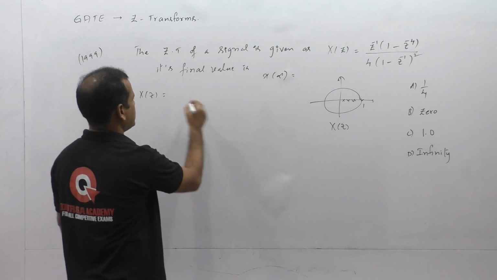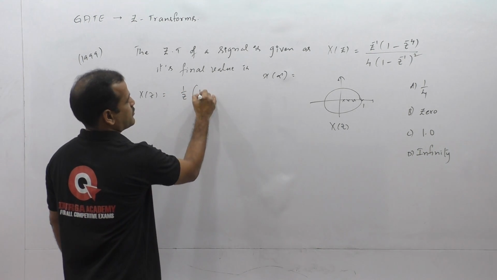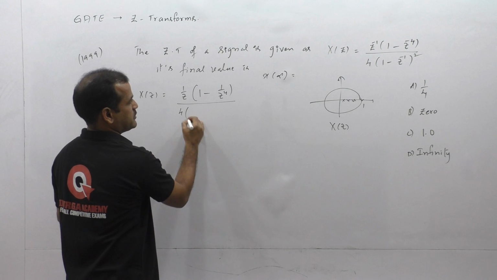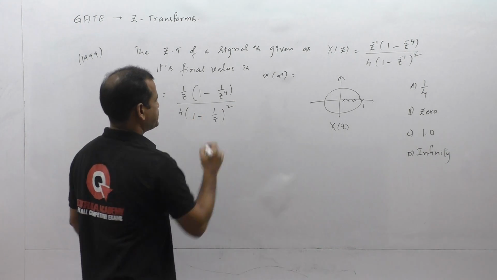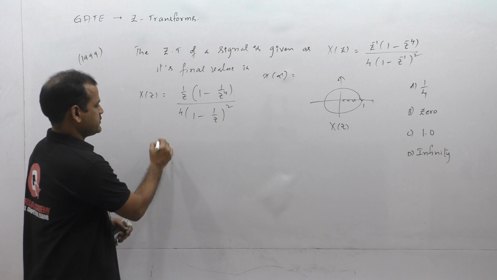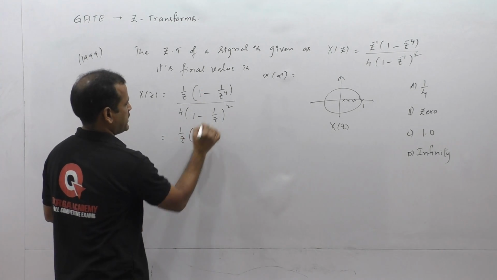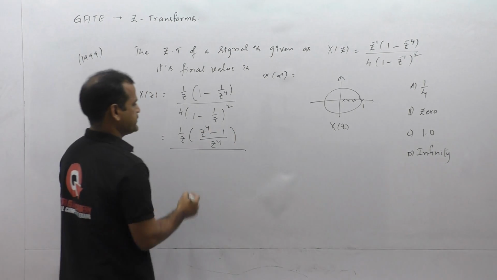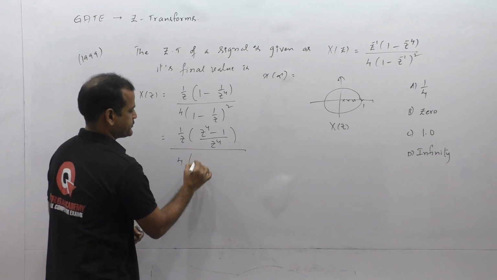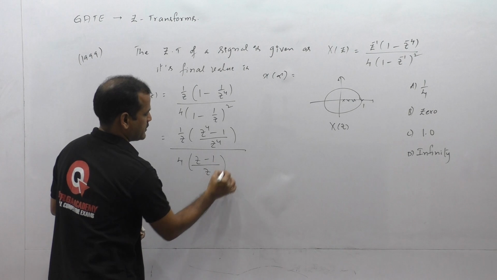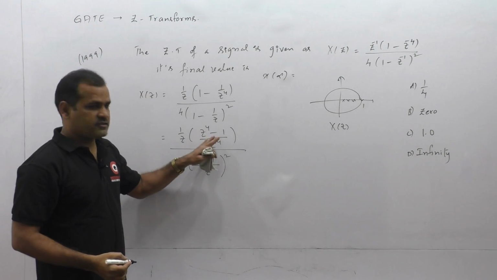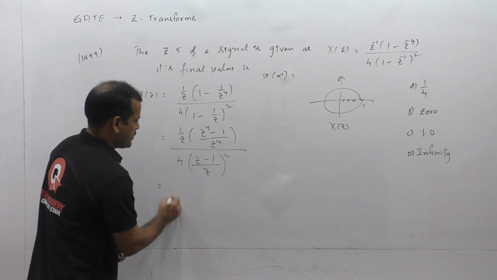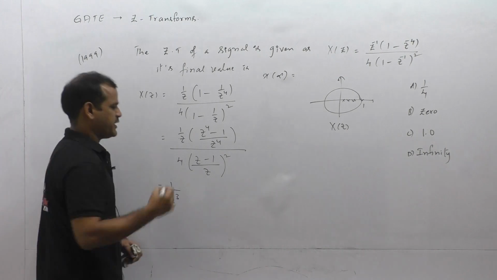I am writing in terms of z, where z inverse is 1 by z: (1 − 1/z)^4 divided by 4(1 − 1/z)^2. Let us further simplify this expression by cross multiplying. The numerator is (z^4 − 1) divided by z^4, and the denominator is ((z − 1)/z)^2. Let us simplify further. Here z^2 is there, here z^4 is there, so that we will get 1 by z^3 here.